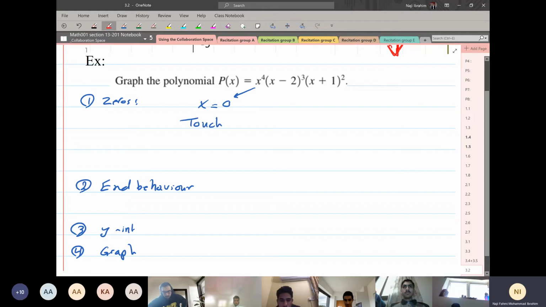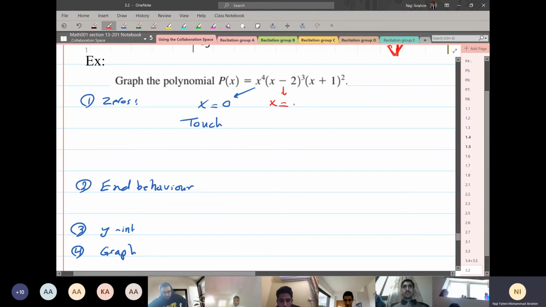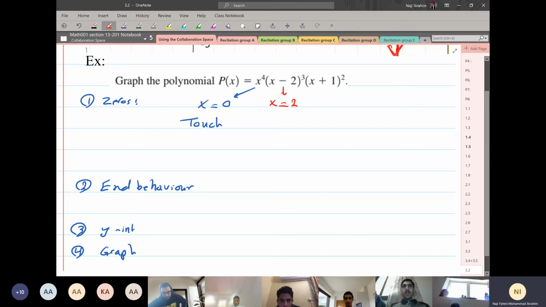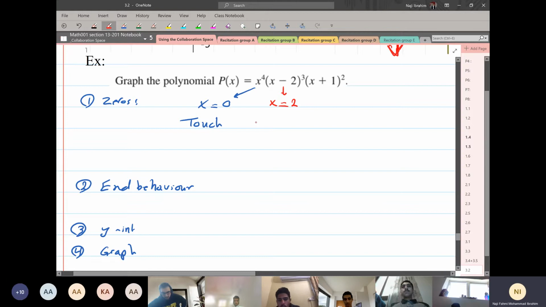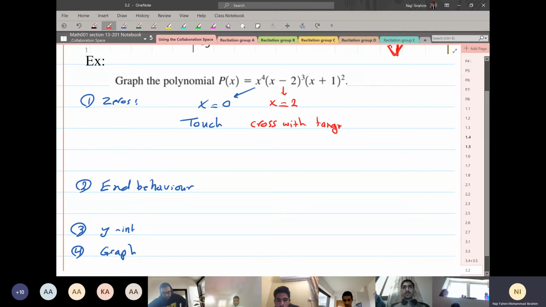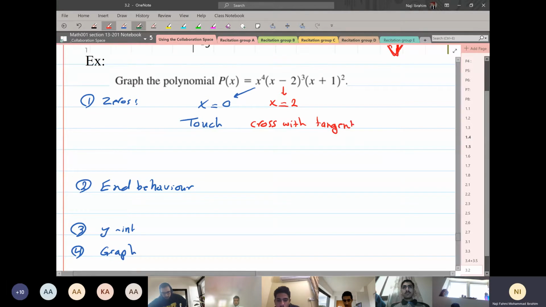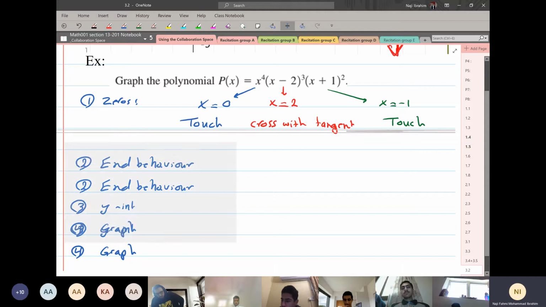What about the second factor? What's the zero of the second factor? 2. What's the power of the bracket here? 3. This means what does it make, a cross, a touch, or a cross with tangent? Cross with tangent. What about the last one? The zero is what? -1, and the power is 2, which is even. So this one again will make what? Touch. It will make a touch. So we have found the zeros and studied the behavior around the zeros.